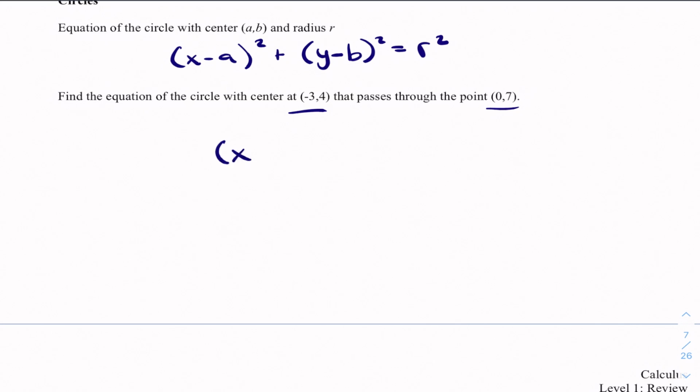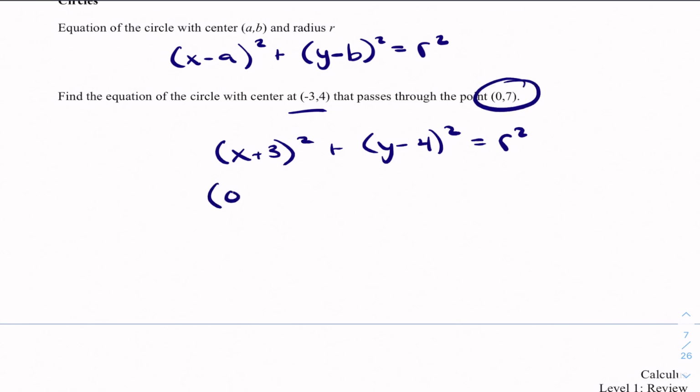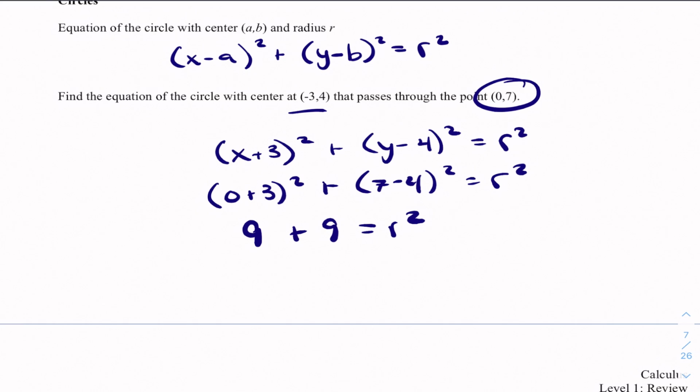So we have x minus a negative 3, or x plus 3 squared, plus y minus 4 squared equals r squared. Now we're only missing one variable, so we need to utilize the second piece of information. We know that the x value is 0, so we just plug that in, and then the y value is 7. So we're left with 9 plus 7 minus 4 is 3 squared, is 9, equal to r squared. Therefore, r squared is equal to 18.